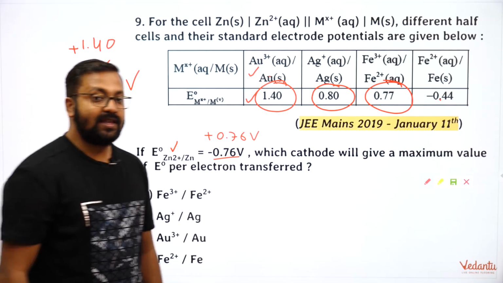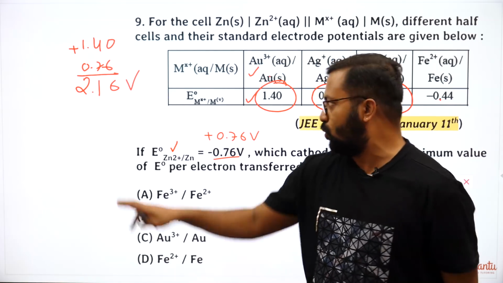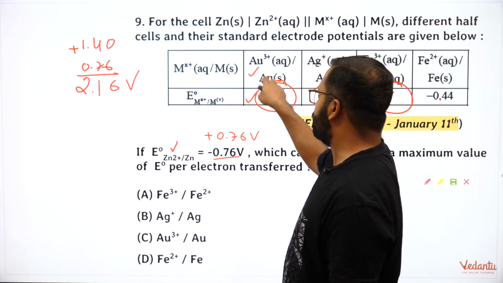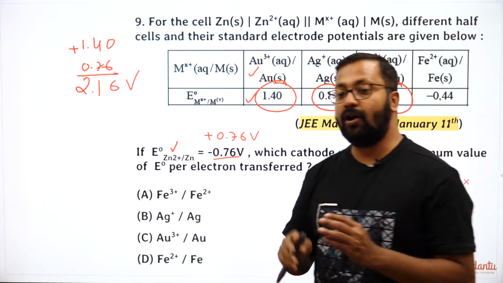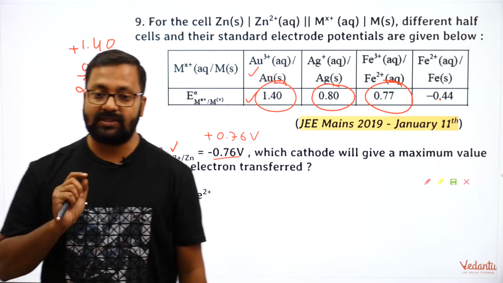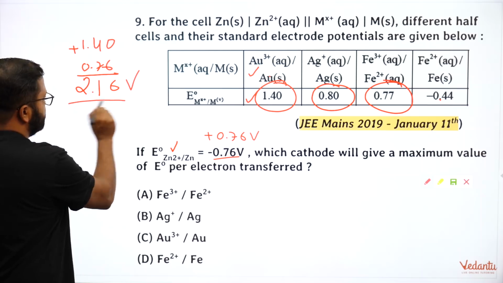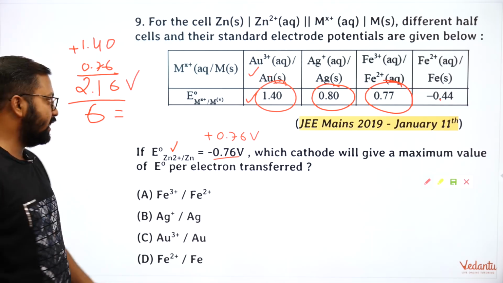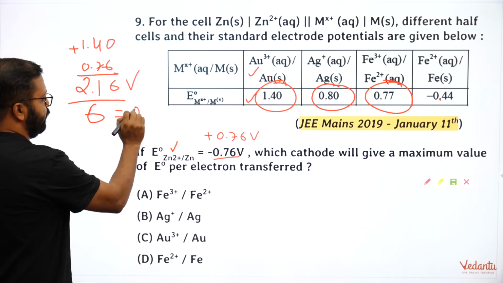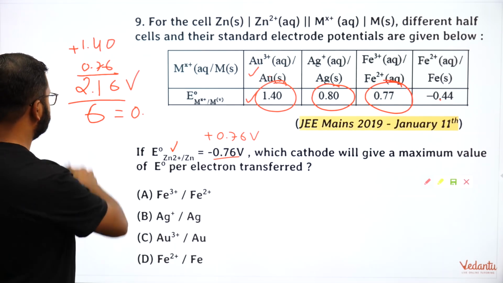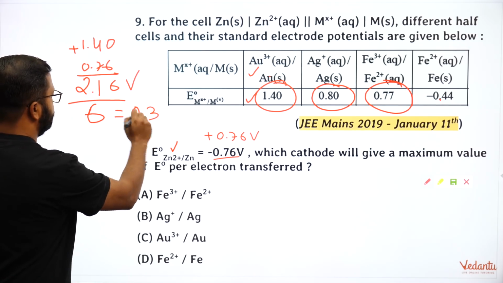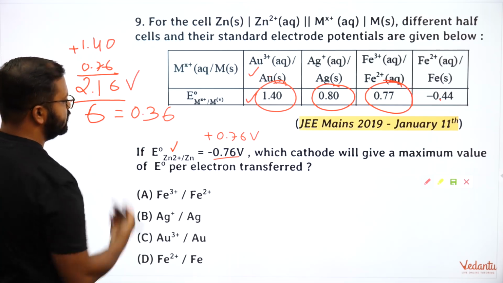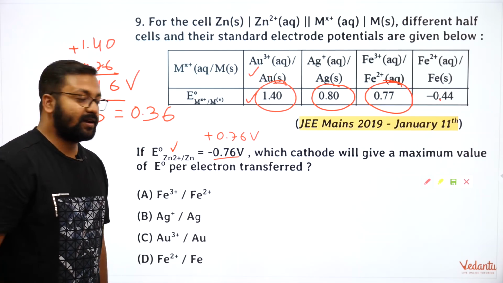But in this case, how many electrons are being exchanged? 2 यहाँ पे exchange हो रहा है and 3 electrons यहाँ पे. So what is the LCM of these two? 6. So इसको हम 6 से divide कर देंगे. So effectively what is the voltage per electron? So this will be 0.36 आ जा रहा है.